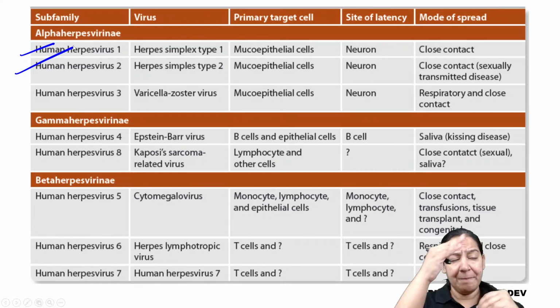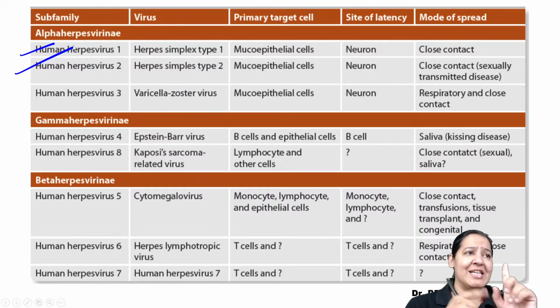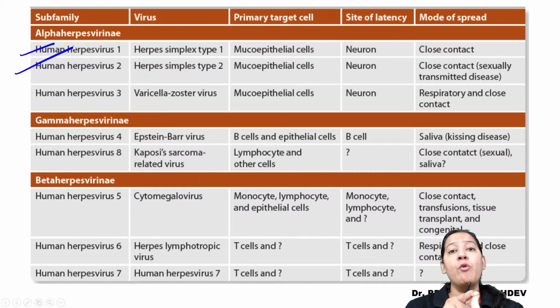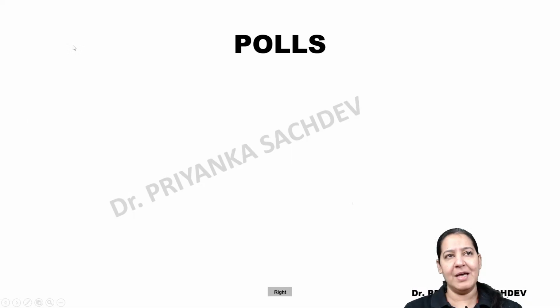So their route of transmission is different. HSV1 is transmitted by fomites and respiratory route, and HSV2 is transmitted by sexual route. Give me a thumbs up.